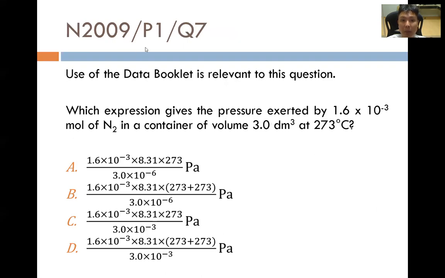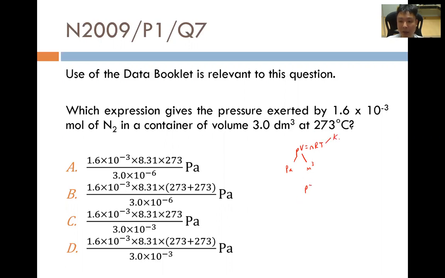November 2009, paper 1, question 7. Use of the data booklet is relevant to this question. Which expression gives the pressure exerted by 1.6 times 10 to the power minus 3 moles of N2 in a container of volume 3 dm cubed at 273 degrees Celsius? Okay, so in order to solve this question, we of course need to make use of the general gas equation PV equals nRT. And I remind all the students out there, the pressure must be in Pascal, the volume must be in meter cube, n is just the number of moles, R is the molar gas constant 8.31, which you can find in the data booklet, and temperature is in Kelvin.